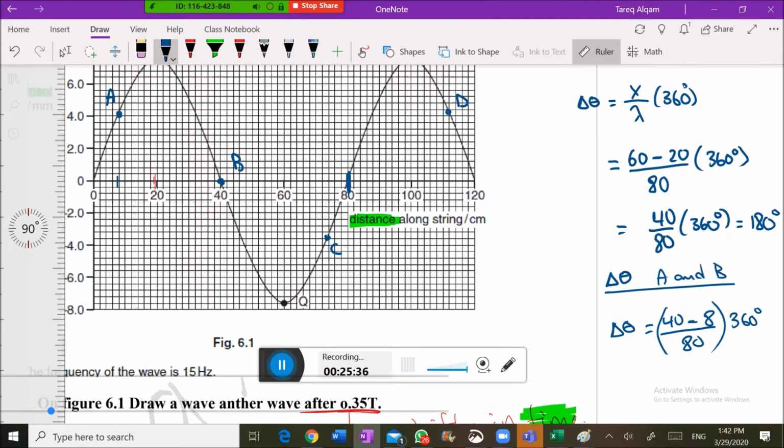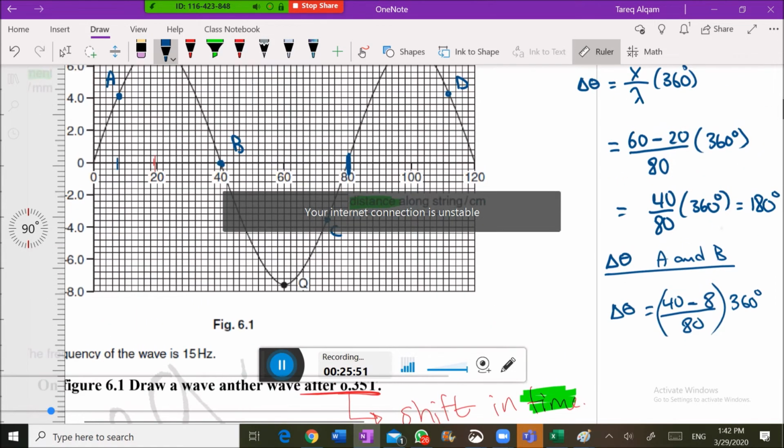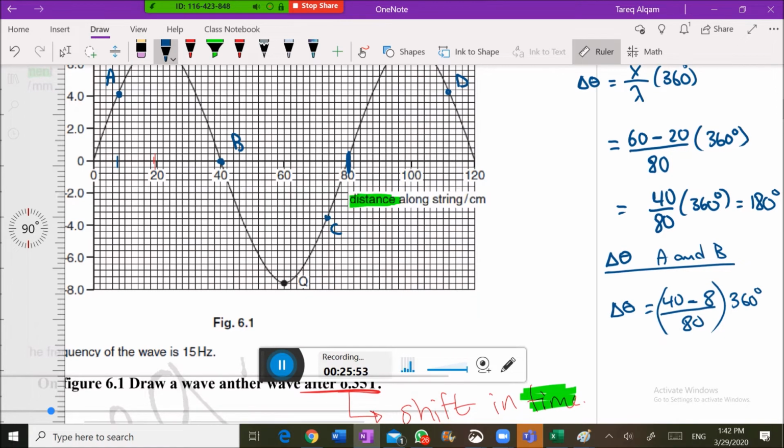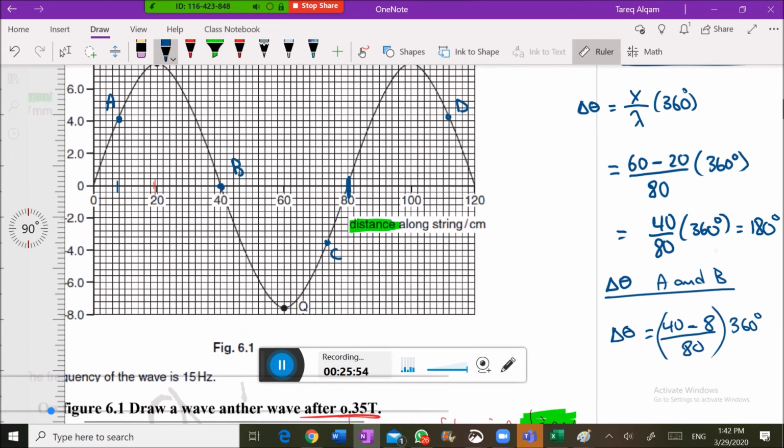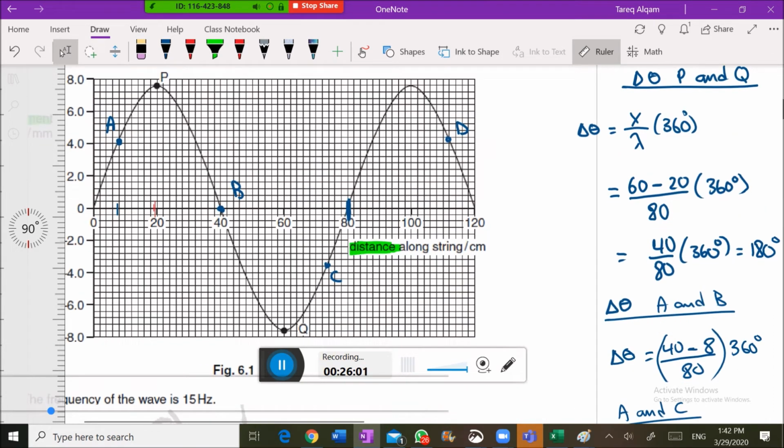Okay, guys, if I want to find the phase difference between B and C, let's say, or no, let's not take B and C, let's take A and C. A and C, same thing, but let's see how much C is here.